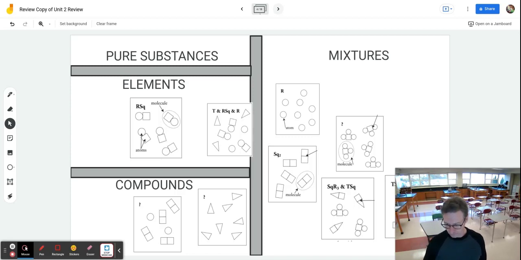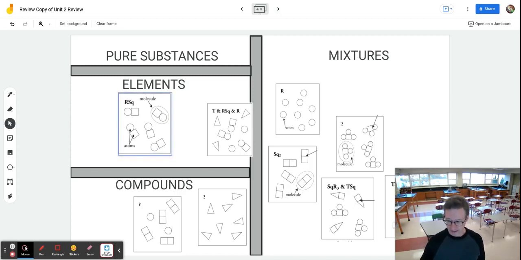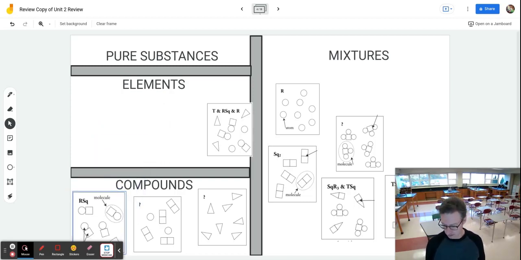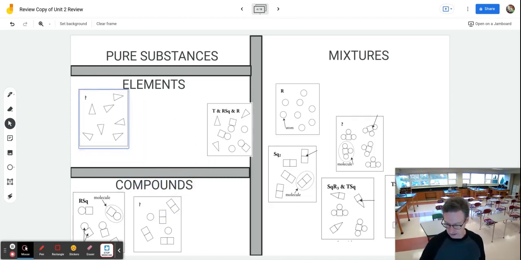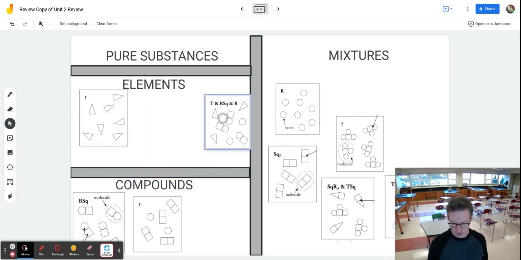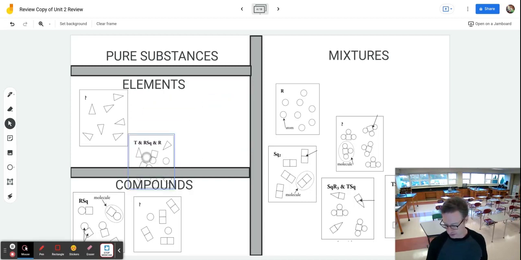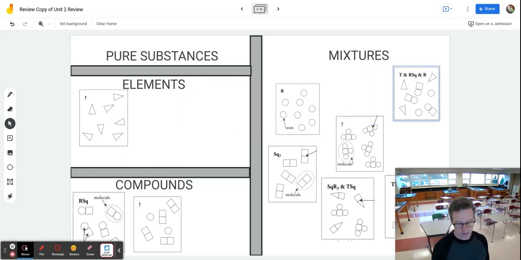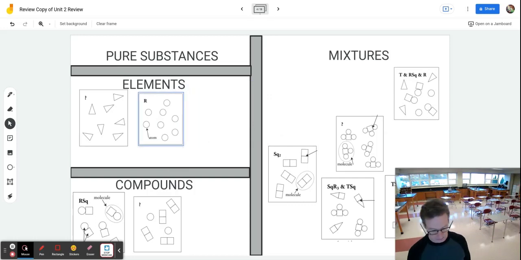So the fact that this is circles and squares touching each other means it's a compound because it's made of two different elements. This is all triangles, so that's an element. This is triangles, and this is a combination of the first two. So we have the molecules of round and square and the atoms of triangle, so that's a mixture of those things.